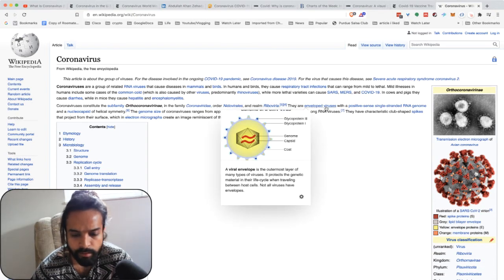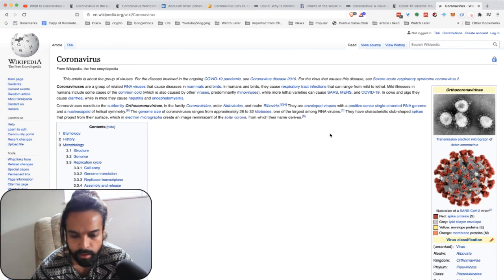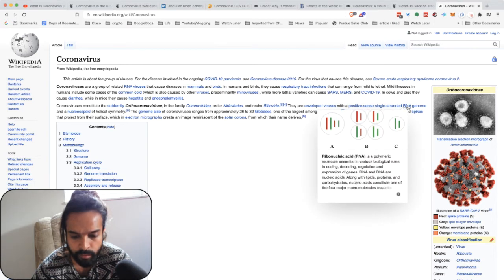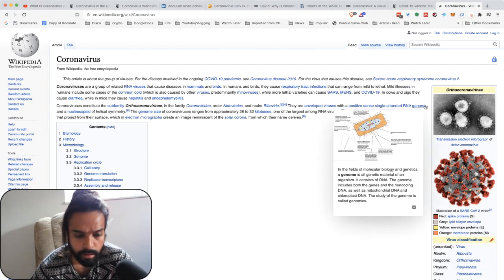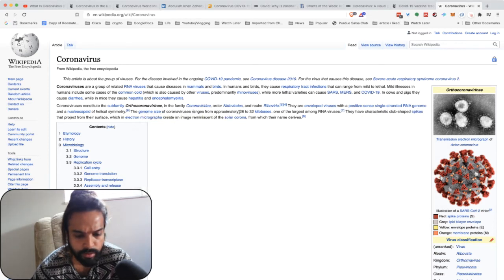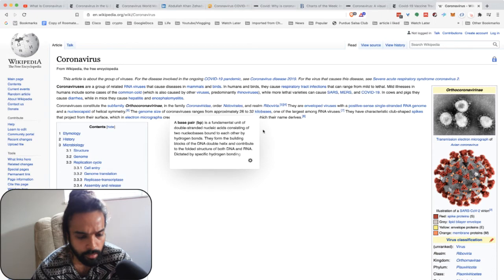They are enveloped viruses. Okay, so you can see glycoprotein 3, glycoprotein 1, genome, capsid. They are enveloped viruses with a positive-sense single-stranded RNA. RNA is ribonucleic acid. As you know, you probably know DNA. DNA is deoxyribonucleic acid. And the genome size of coronaviruses ranges from approximately 26 to 32 kilobases.